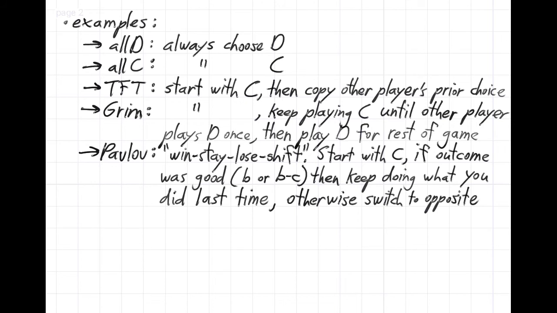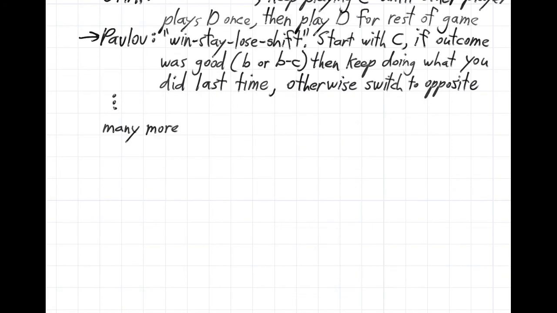And those are just 5 examples of long-term strategies, or memory one strategies, that people have studied. But that's not an exhaustive list. There are many more. So what's the point of using these memory one strategies?